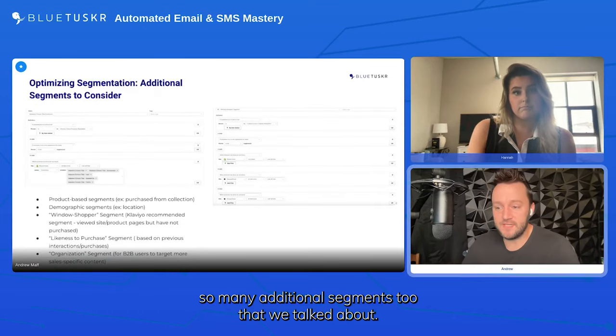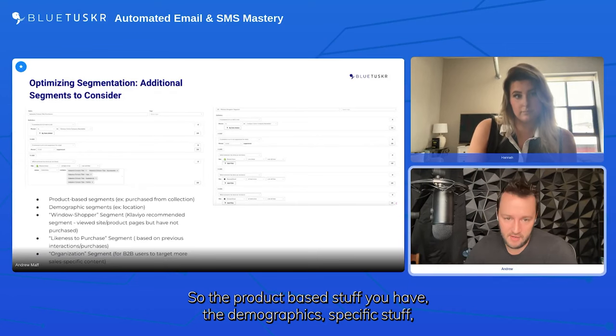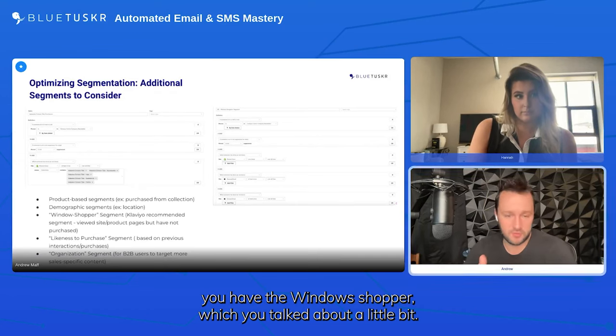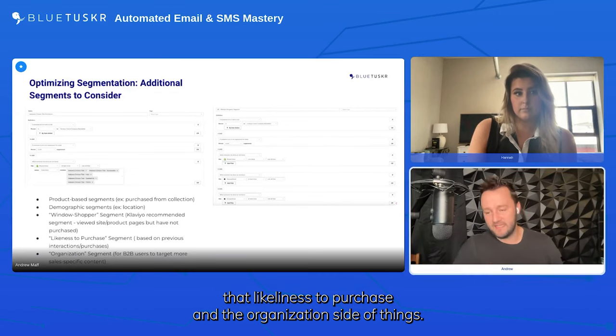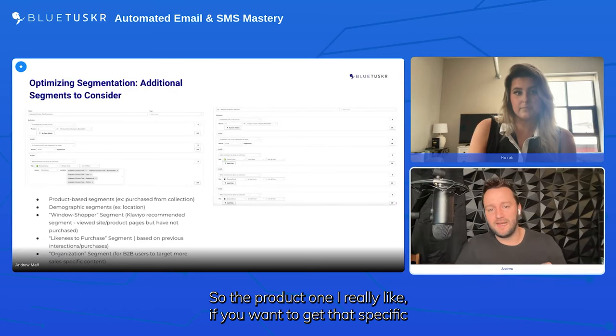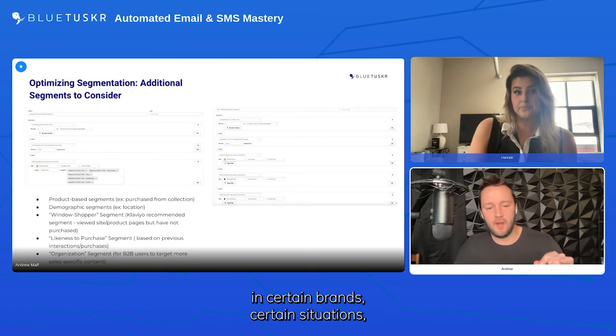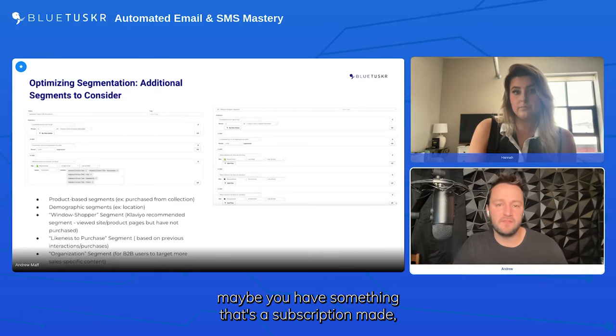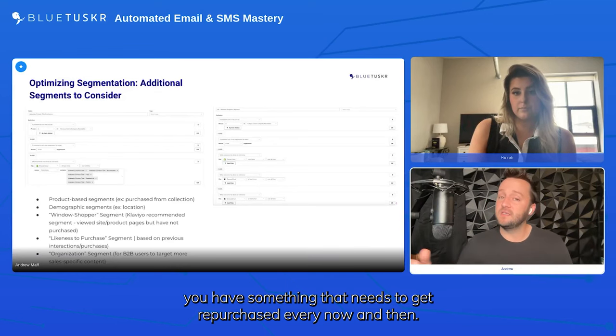Some of the additional segments too that we talked about. So you have the product-based stuff. You have the demographic-specific stuff. You have the window shopper, which you talked about a little bit. We have the likeliness to purchase and the organization side of things. So the product one I really like, if you want to get that specific in certain brands, certain situations, maybe you have something that's a subscription, maybe you have something that needs to get repurchased every now and then.